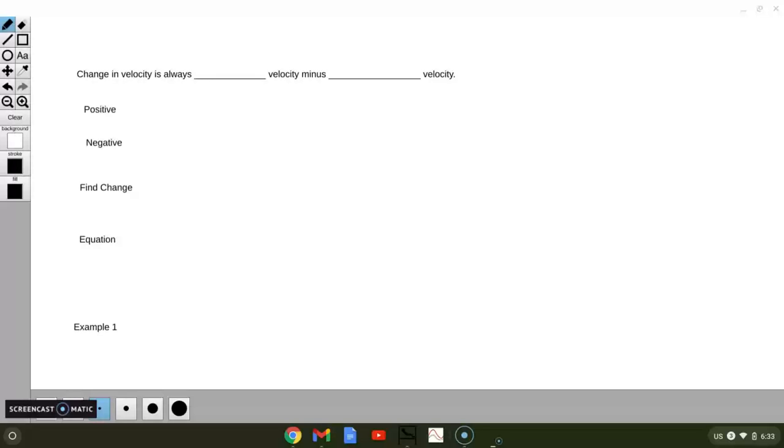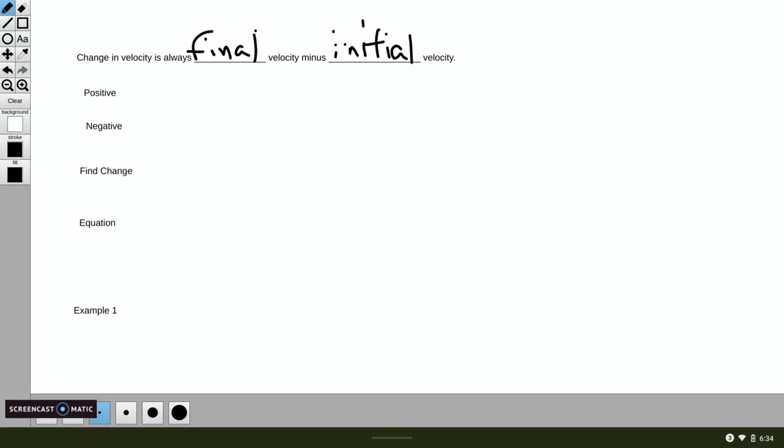Acceleration is the change in velocity divided by the time interval in which the change occurred. So that's like the textbook definition, and that's how we get the equation. The first thing you have to understand is there's going to be a change in velocity. So how do we find a change in velocity? Change in velocity is always final velocity minus the initial velocity.